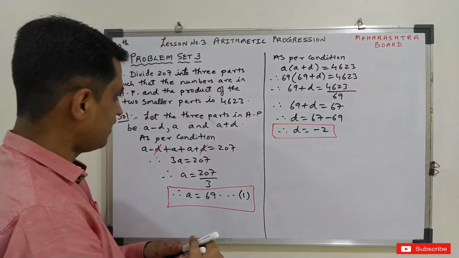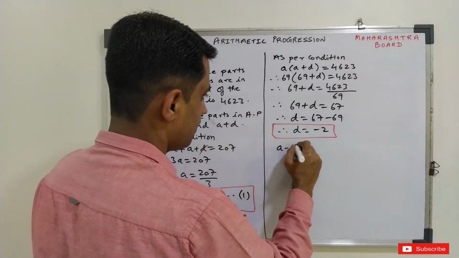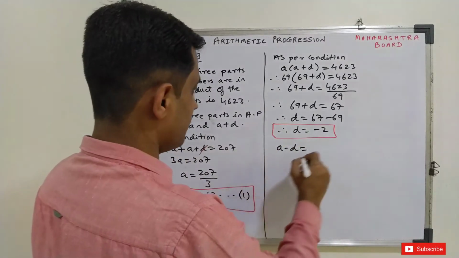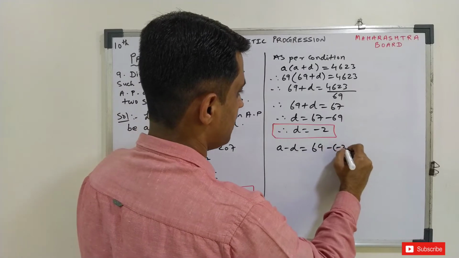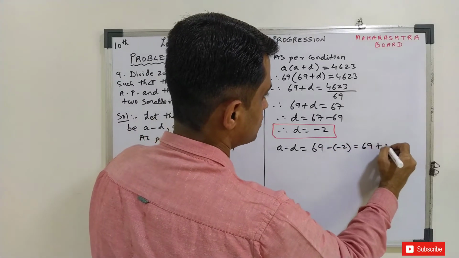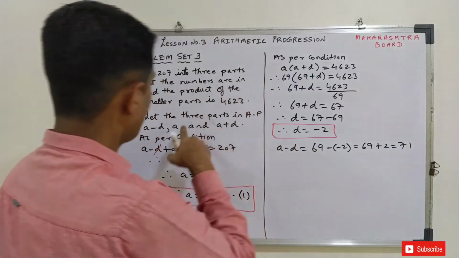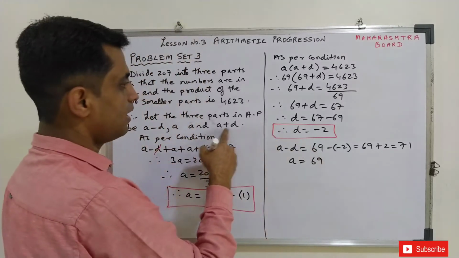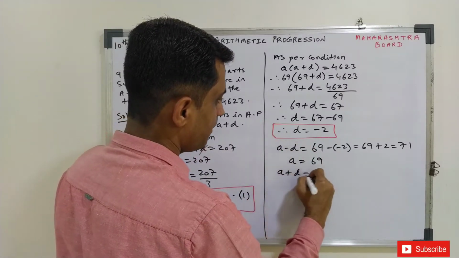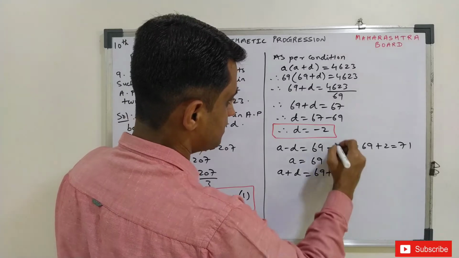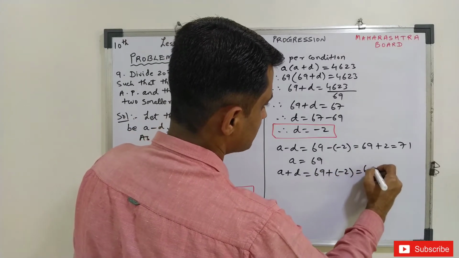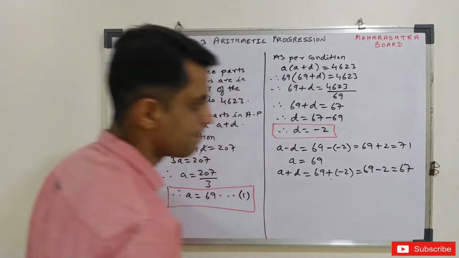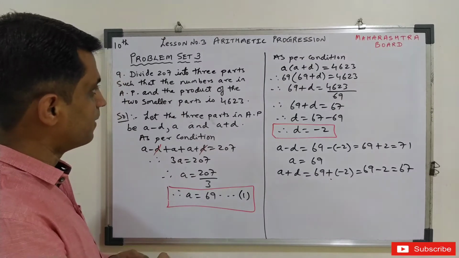So first, A minus D. We got D and A. A minus D, what is our A? 69 minus 2. So 69 plus 2 is how much? 71. A we already know, no need of doing anything. 69. A plus D, what is our A? 69. Plus D, what is our D? Minus 2. So we get 69 plus into minus. So what will we get? 67. Yes.